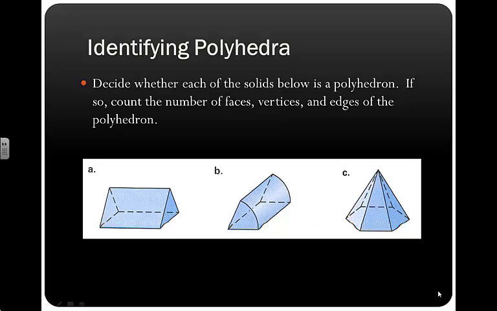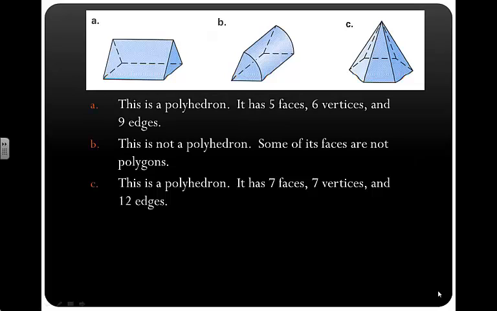So identifying a polyhedron. Decide whether each of the solids below is a polyhedron. If so, count the number of faces, vertices, and edges of the polyhedron. So pause this and go ahead and do that and tell me which one's a polyhedron, the number of faces, vertices, and edges. Alright, so you should have found this. A is a polyhedron. There's 5 faces, 6 vertices, and 9 edges. Alright, B, this is not a polyhedron because some of its faces are not polygons. Alright, and C, this is a polyhedron. It has 7 faces, 7 vertices, and 12 edges. So hopefully you get the hang of that.